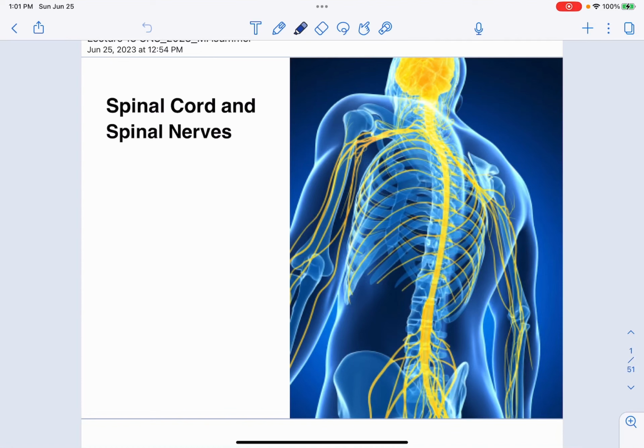All right, today's lecture is going to be the second lecture in the nervous system series. And we're going to talk about the spinal cord and spinal nerves. And as a review, and again, you should be drawing this chart and start getting really familiar with it.